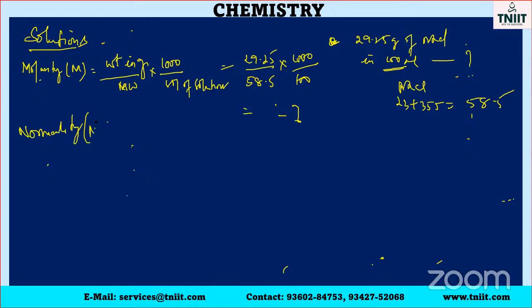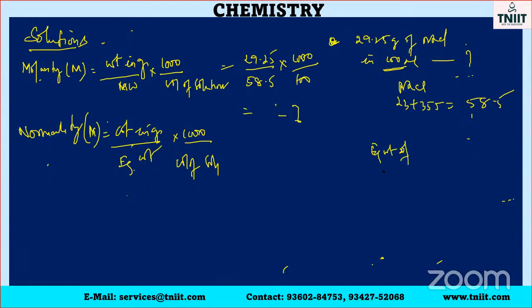Likewise, normality. Normality is represented by letter N. Normality is given by the formula: weight in grams divided by equivalent weight, into 1000, divided by volume of solution. So the only difference here is equivalent weight. When we take equivalent weight, then we get the normality. How do we calculate the equivalent weight? Equivalent weight of an element is calculated by the formula atomic mass by valency.